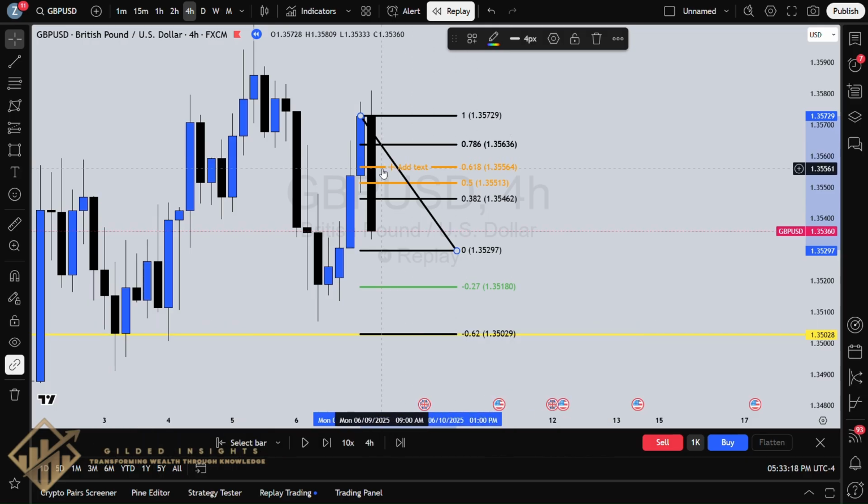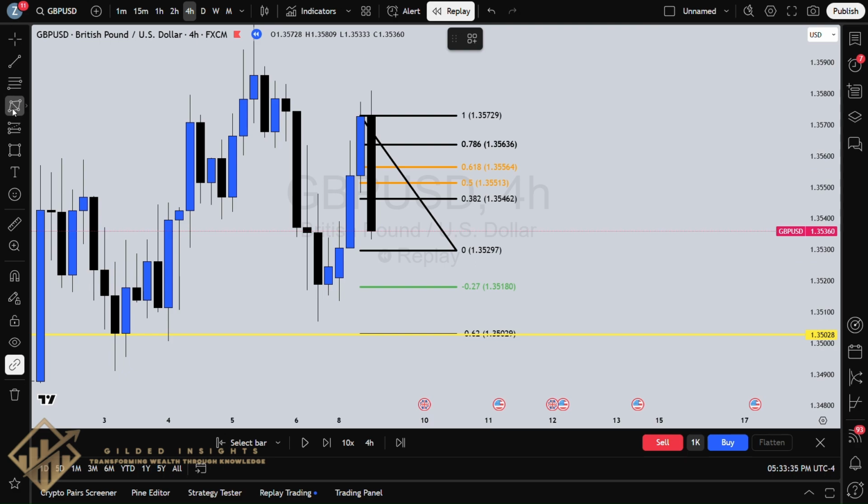As we can see here, if I would have entered into this trade, of course I would currently be in profit because it is currently pushing down. Now, this is where the ABC tool comes into play. This just gives me extra confirmation that my Fibonacci levels are headed in the right direction.